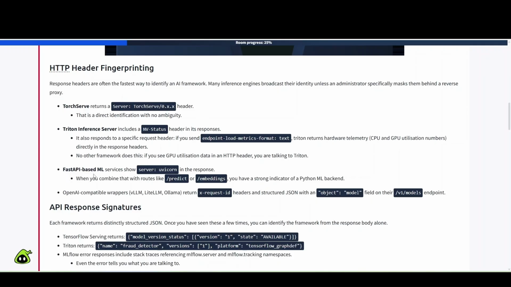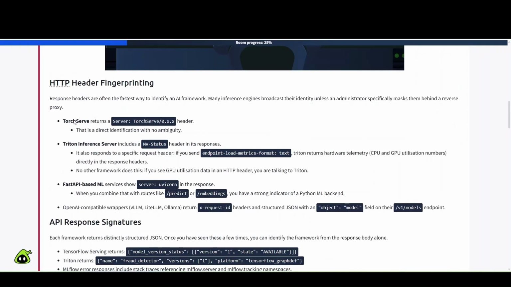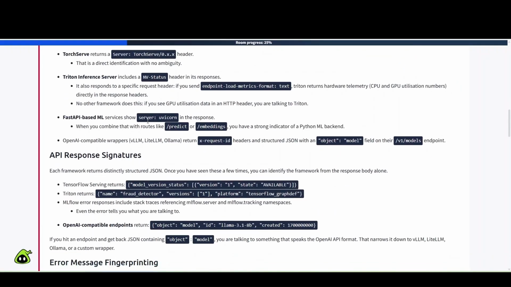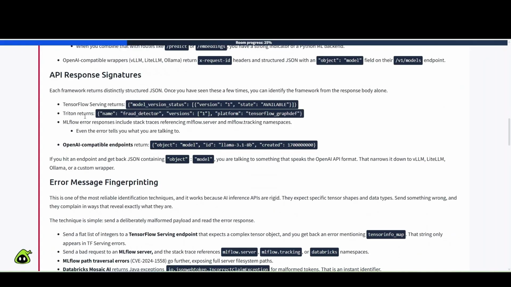Interesting. FastAPI-based ML services show a server of uvicorn in the response. When you combine that with routes like /predict or /embeddings, you have a strong indicator of a Python ML backend. OpenAI-compatible wrappers, vLLM, LightLLM, and Ollama, return X-Request-ID headers and structured JSON with an object: model field on their /v1/models endpoint. This is why you should understand how HTTP headers work, so you can get all kinds of interesting responses and information back from the target.